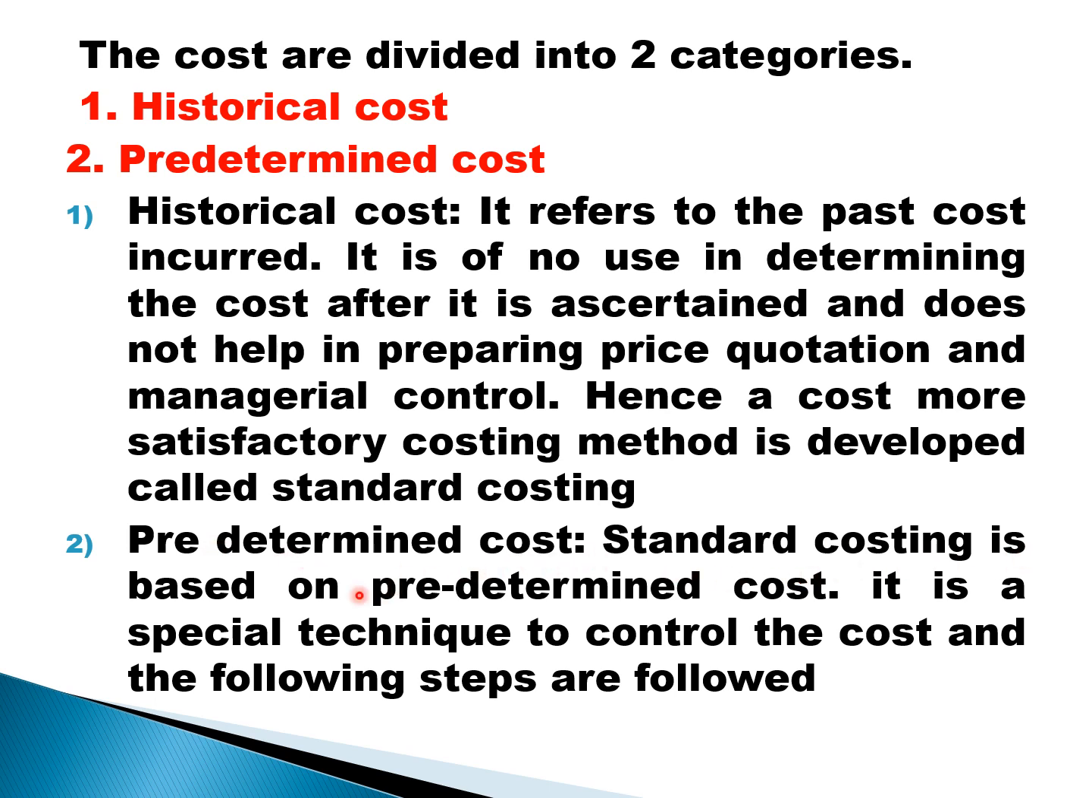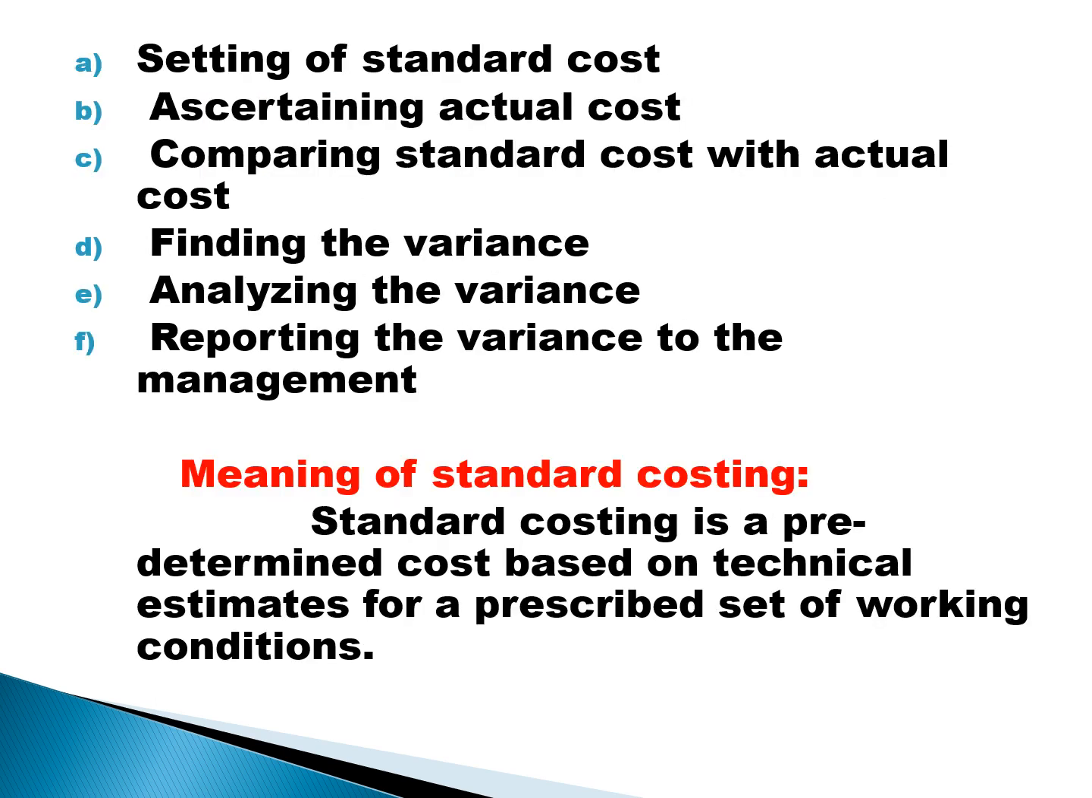Standard costing is based on predetermined cost. In advance you determine what may be the likely cost of a particular job. Before the job is performed, you try to calculate the cost. It is a special technique to control the cost, and the following steps are involved. First one, students, setting of standard cost, ascertaining actual cost, comparing standard cost with actual cost.